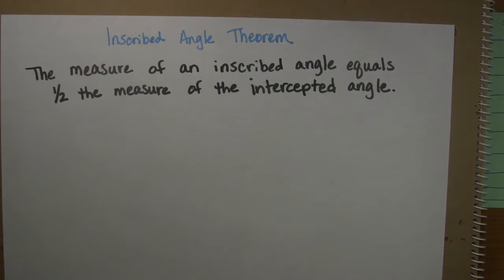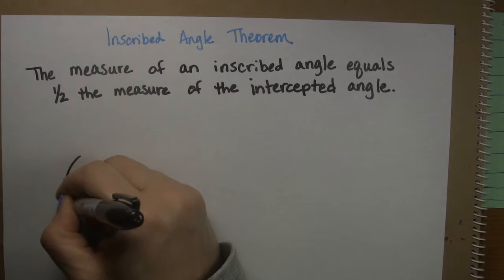Now I know it's kind of unfair for me to have you write that down since you don't know what an inscribed angle is yet and you don't know what an intercepted angle is yet, so really this theorem makes no sense. But these are just complicated words, not a complicated process or concept. So let me show you.